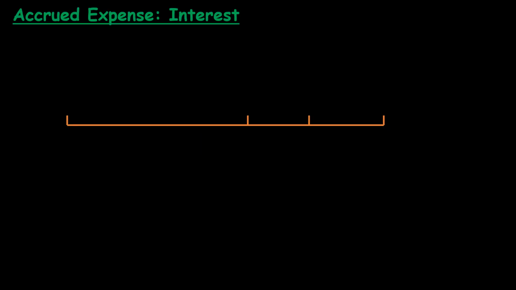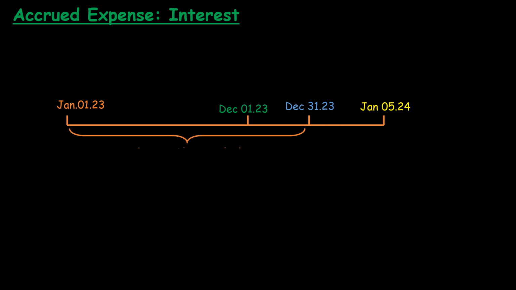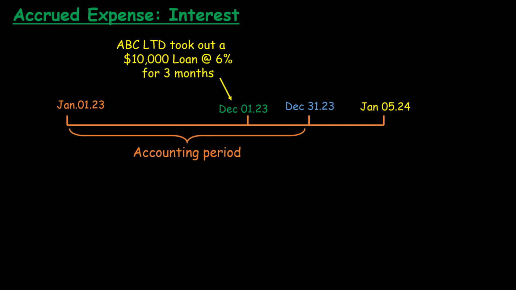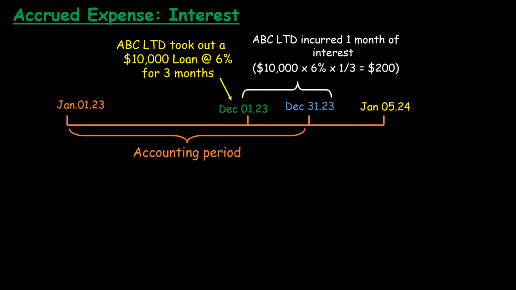The third example has to do with interest. This is the second most common accrued expense. So here are the dates again for the accounting period. So on December 1st, ABC Limited took out a 10,000 loan at 6% for 3 months. Now this loan was used for the first month, December 1st to December 31st. So ABC incurred interest costs for the first month. So $10,000 at 6% for 1 month is $200.